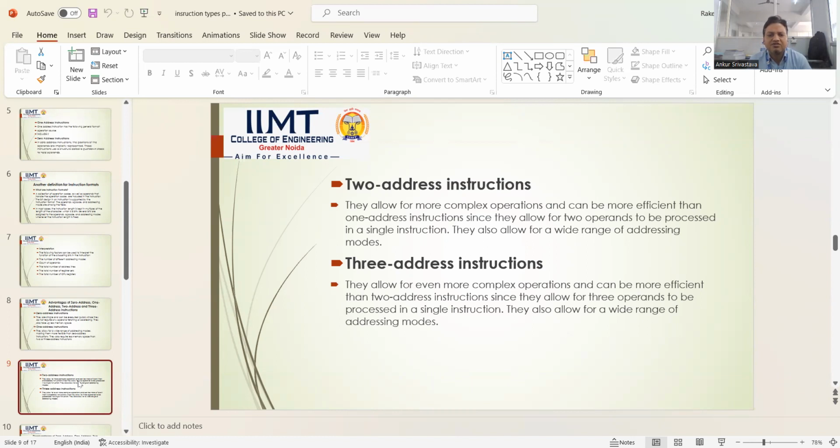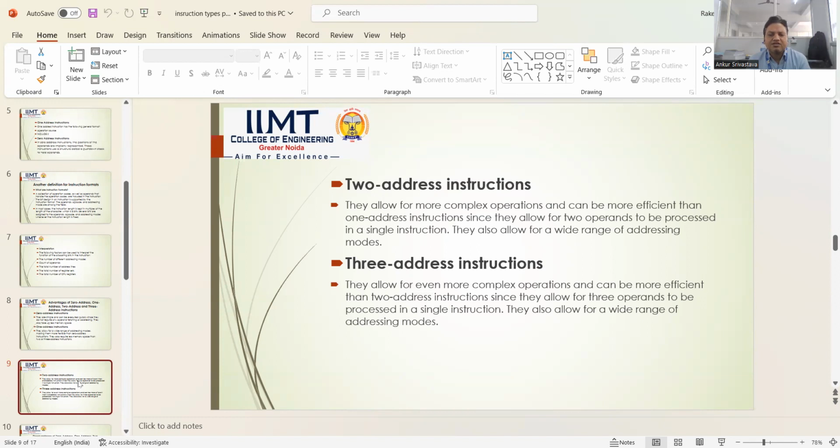Why? Because 1 address is holding only 1 source register, and the 2 address instruction is holding 2 source registers. That is why they are more complex, as well as more efficient. Now, they also allow for a wide range of addressing modes, because they are holding 2 addresses. That is why they can handle more addressing modes over there.